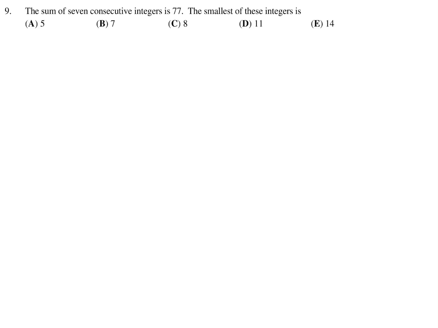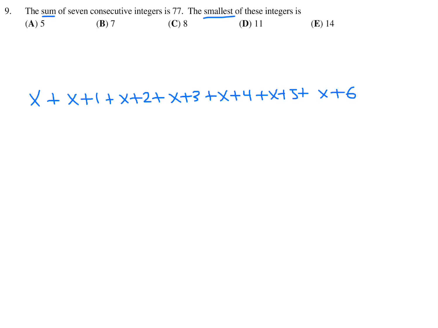The sum of 7 consecutive integers is 77. The smallest of these integers is. So you have 7 consecutive integers. X, x plus 1, x plus 2, x plus 3, x plus 4, x plus 5, and x plus 6. These are 7 consecutive integers, and we're adding them because it's the sum. And they're saying that's equal to 77.